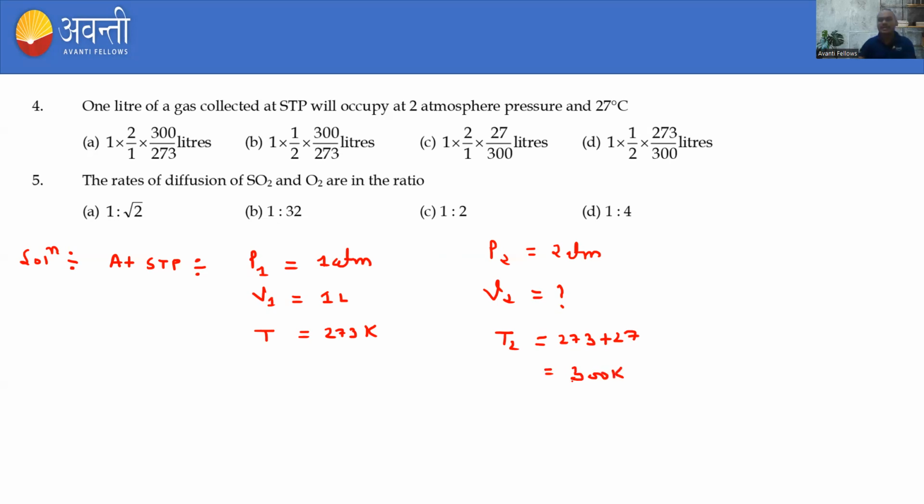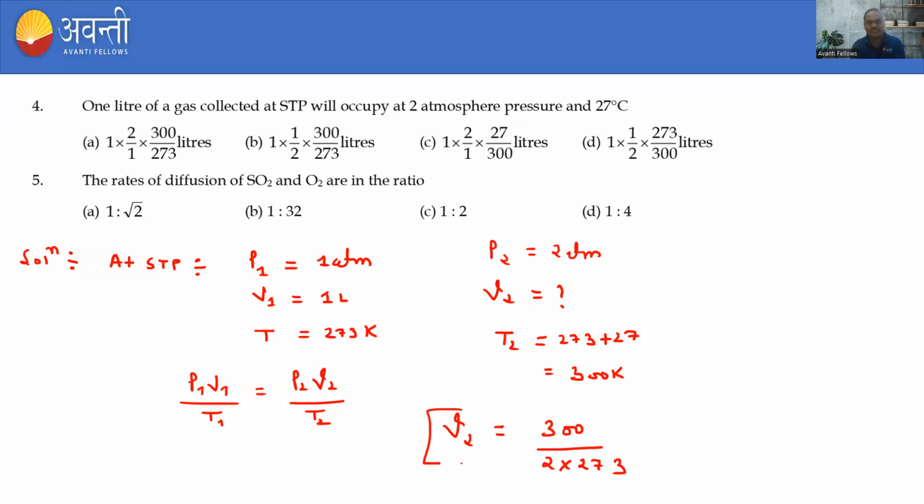So you can use the general gas equation, right? What is the general gas equation, beta? That is P1 V1 upon T1 is equal to P2 V2 upon T2. So this is the general gas equation we have. Just put the values, because we know all the remaining values other than V2, so we can easily calculate V2. V2 comes out to be 300 divided by 2 into 273. So this is the value of V2.